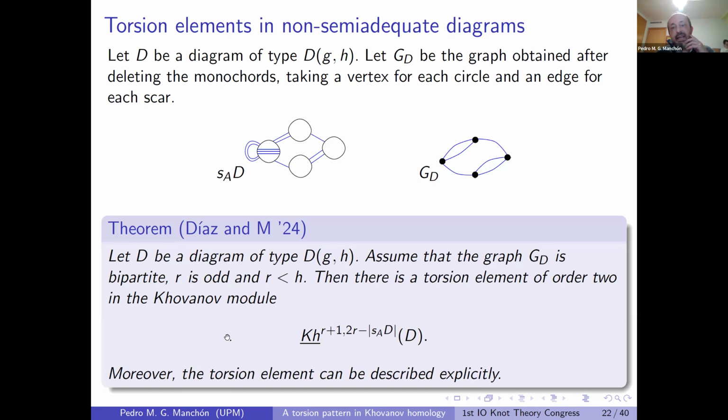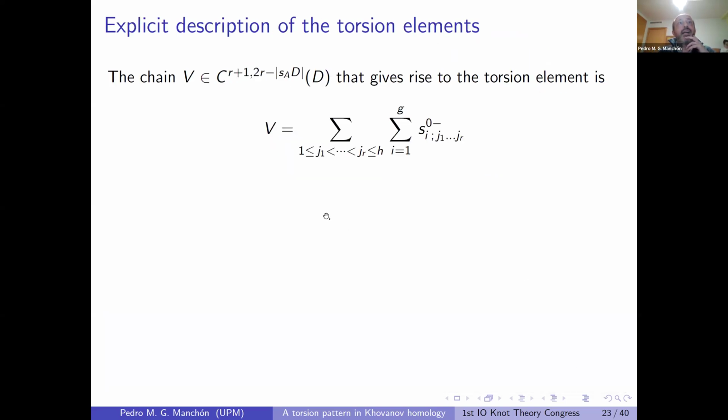And another nice thing of this result, I think, is the fact that the torsion element can be explicitly described. The chain B that defines the two torsion is a sum of G times H over R enhanced states.